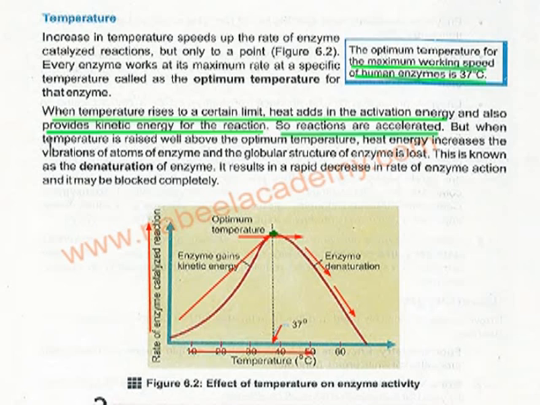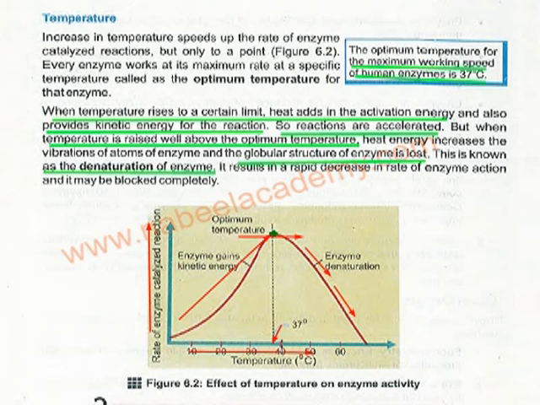But when the temperature is raised above the optimum temperature, the heat energy increases the vibration of the atoms of the enzyme, and what happens? The globular structure of the enzyme is lost, which means the chemistry is lost and the shape is also lost. This is known as the denaturation of the enzymes. When the temperature keeps on increasing, the enzyme gets denatured.